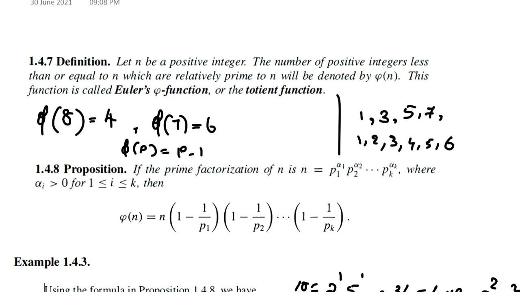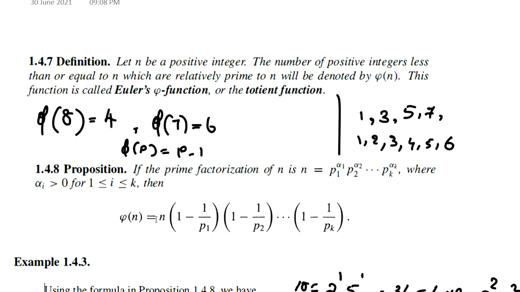We can see that phi of 8 equal to 4. The numbers less than or equal to 8 and prime to 8 are 1, 3, 5 and 7. Similarly, when we consider 7, all the numbers 1, 2, 3, 4, 5, 6 are relatively prime to 7 since 7 is a prime number. Therefore, phi of 7 is 6. In general, we can write phi of p equal to p minus 1 if p is a prime number.